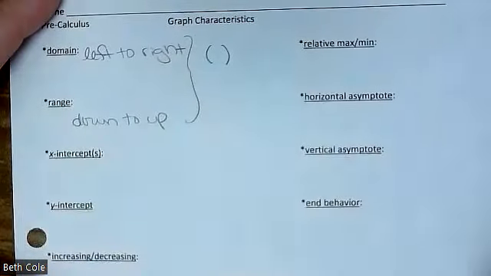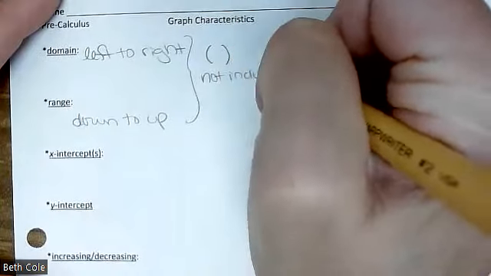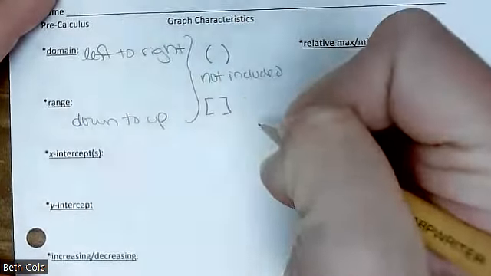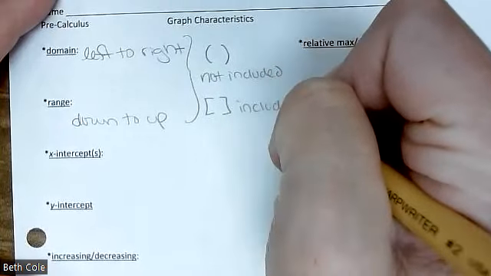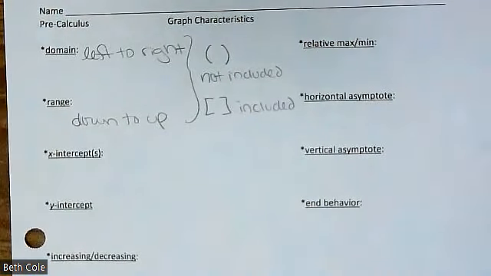So for both of these, you're going to put parentheses if your number is not included, and you're going to put a bracket if it is included. What I mean by included is it exists on the graph. It is there. The graph goes through that value. We're going to do examples and you're going to see what I mean.